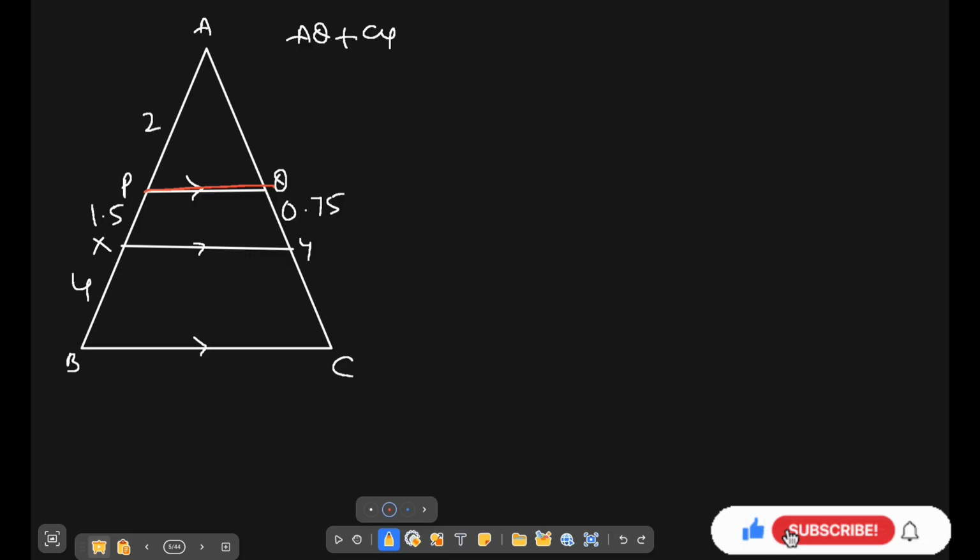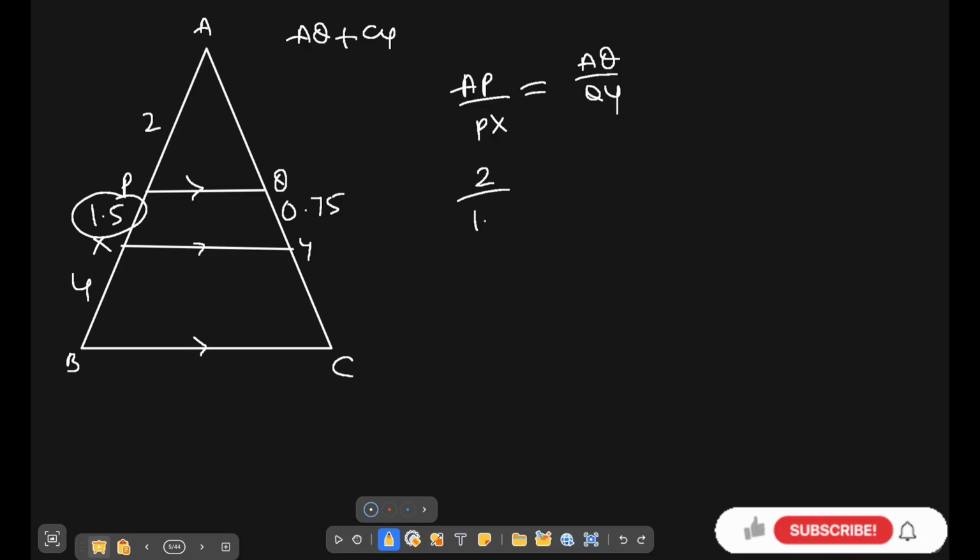Otherwise, let's apply this formula for the basic proportionality theorem for this AXY triangle. Here PQ is parallel to XY, then PQ divides AX side and AY side in the same ratio. Let's apply BPT for this one. What do we get? From the basic proportionality theorem, we get AP by PX is equal to AQ by QY. What is the AP value? Here AP value is 2 and PX value is 1.5.